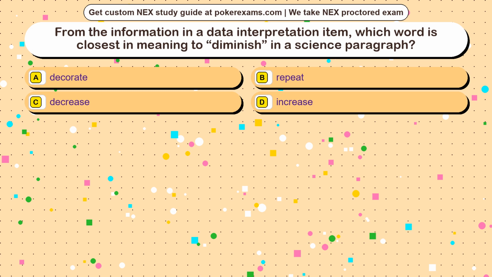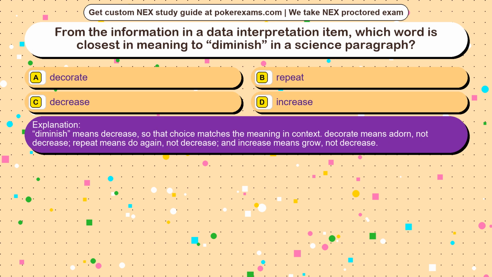The correct answer is option. Diminish means decrease, so that choice matches the meaning in context. Decorate means adorn, not decrease. Repeat means do again, not decrease. And increase means grow, not decrease.